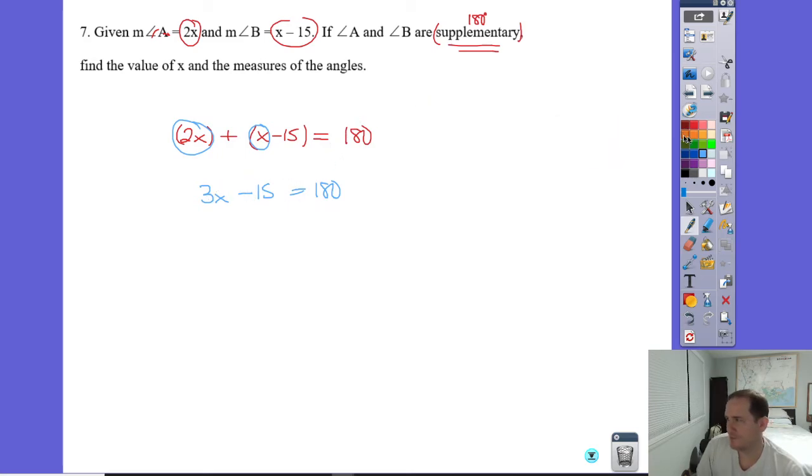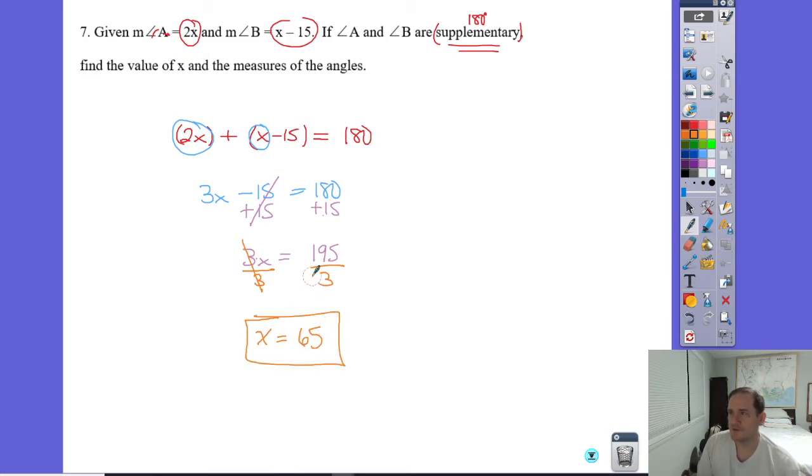Now we have a slightly simpler equation. Let's solve that by getting rid of the 15, by adding 15. We'll do that on both sides. Here they cancel, so the only thing left on the left is 3x. And over here, add that up, you get 195. Now, to get rid of the 3, you divide by 3. That gets these 3's to cancel, leaves me with x. And then what is this? 3 goes into 195 65 times. So the answer is 65.